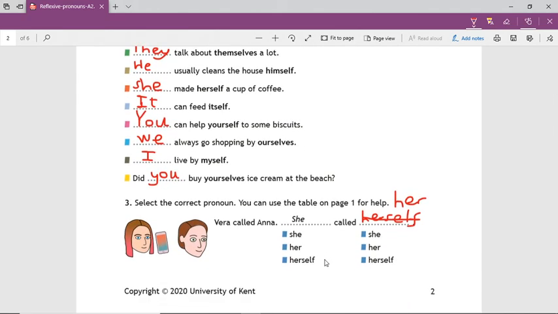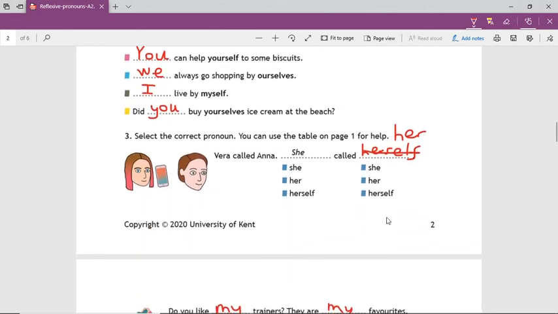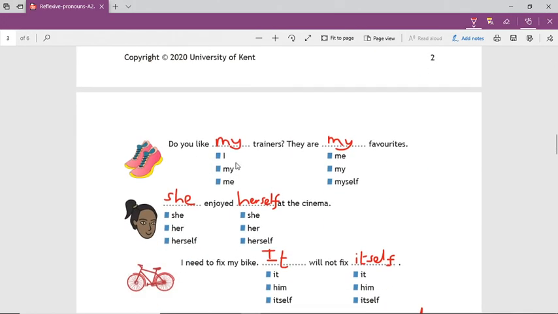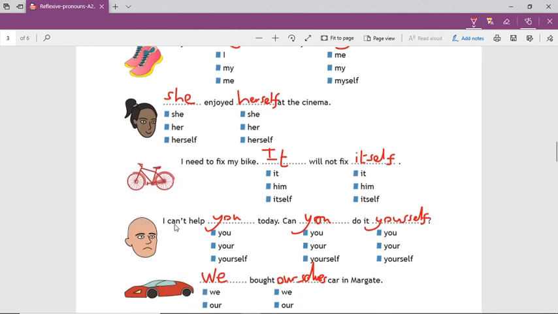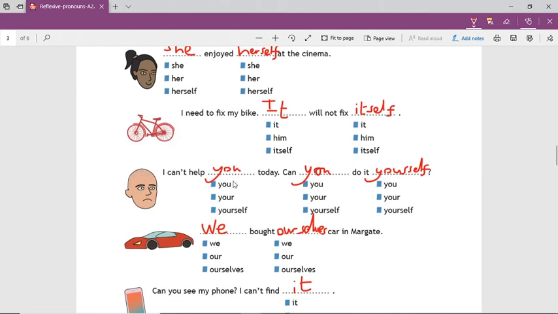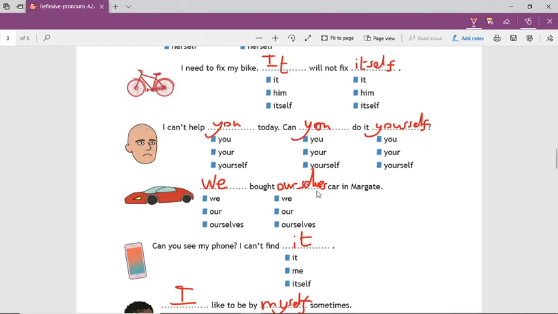And then going back over this, we were discussing the right use of a pronoun. So Vera called Anna, she called her. Do you like my trainers? They are my favourites. She enjoyed herself at the cinema. I need to fix my bike. It will not fix itself. I can't help you today. Can you do it yourself? We bought ourselves.